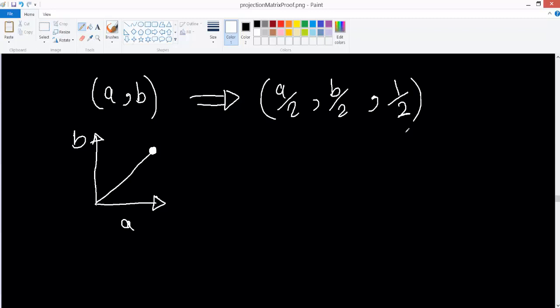Now, what is this? Here, those two parameters say that the direction of the vector representing the point has these two components. So this is A over 2 and this is B over 2. So we are saying that the direction of this point is something like this. But this is not the actual point. The actual point is here.